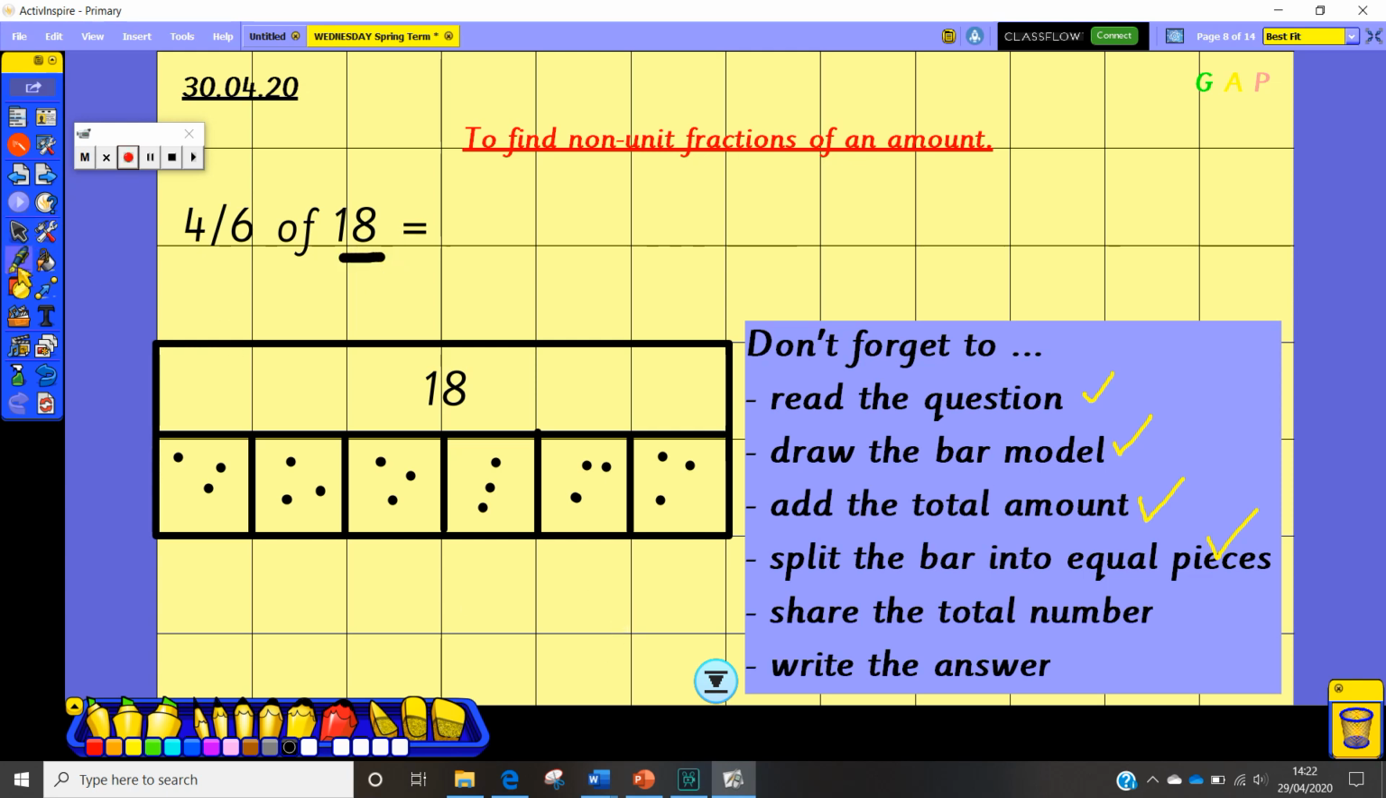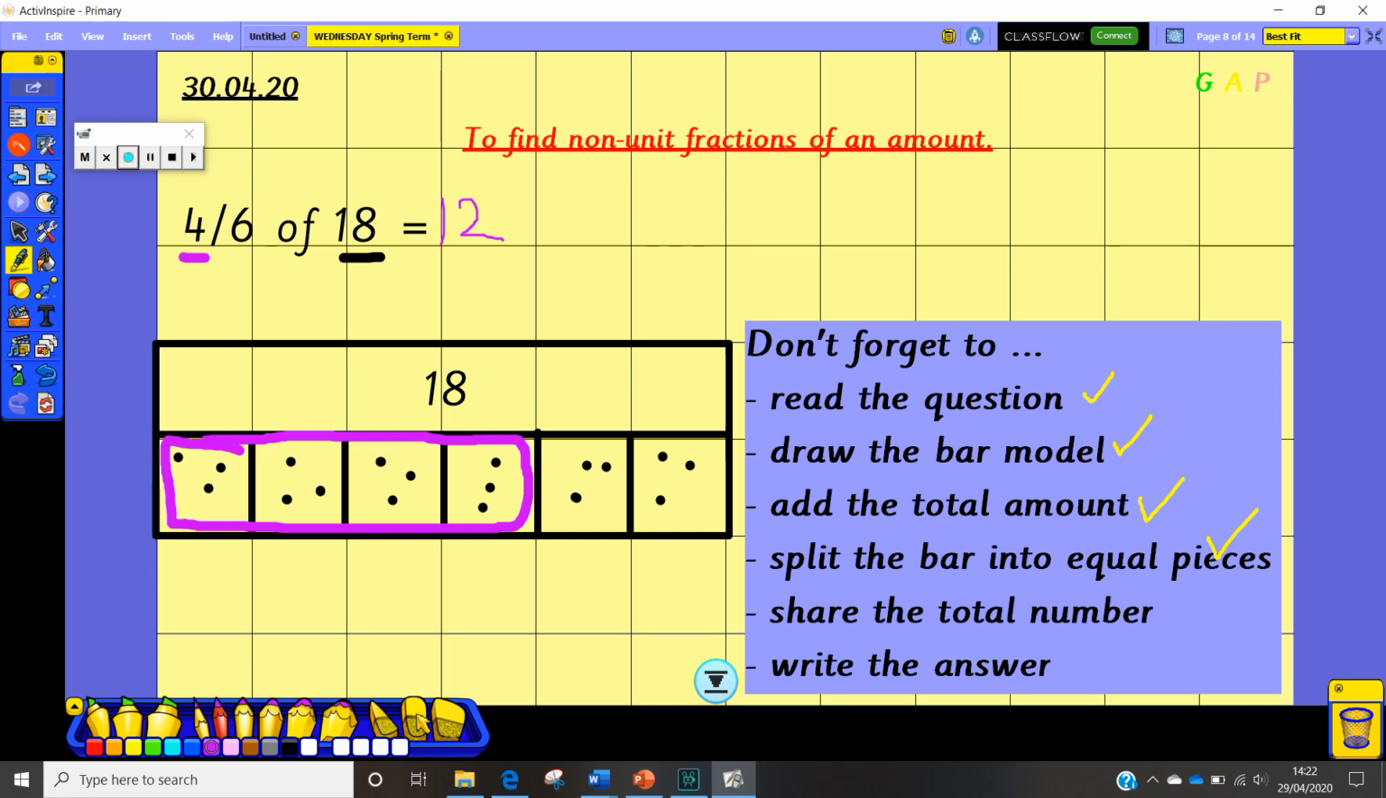And then this time you've probably guessed it, and I can tell that you've all raced on because you know what you're doing now because you're all experts at this. But we're looking for 4/6. So that means I need to circle 4 of my boxes. So I'm going to go right round 4 of my boxes, and then I need to count the total. So we've 1, 2, 3, 4, 5, 6, 7, 8, 9, 10, 11, 12. So the answer to my fraction of 4/6 of 18 is 12.